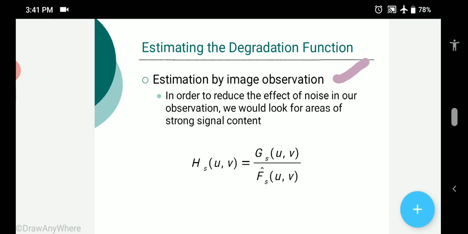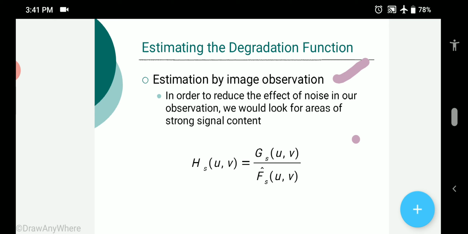In order to reduce the effect of noise, we look for an area in which the signal content is strong, that is, an area of high contrast. The next step would be to process the sub image to arrive at a result that is as unblurred as possible. For example, we can do this by sharpening the sub image with a sharpening filter, or even by processing small areas by hand.